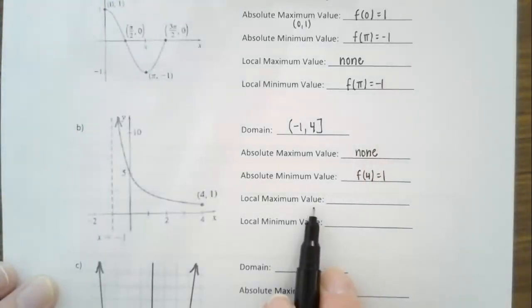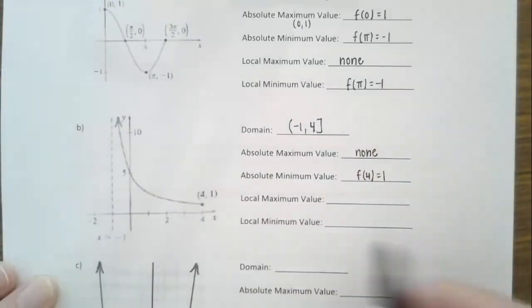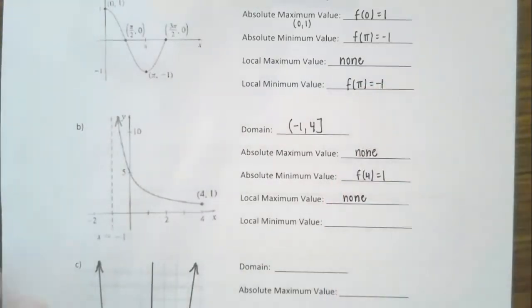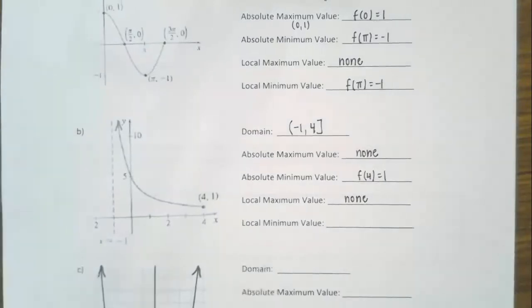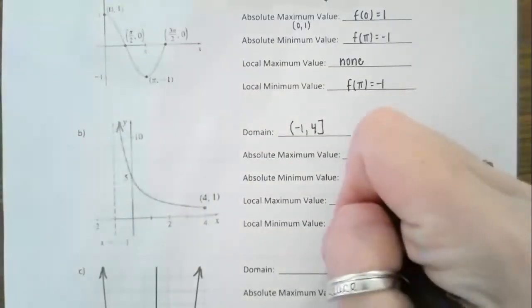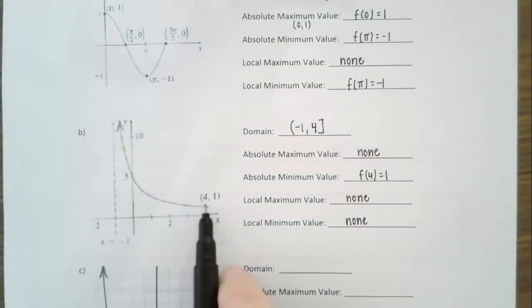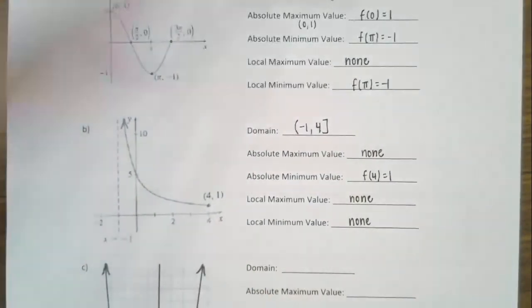Since we don't have an absolute maximum, since again this graph is increasing without bound, we don't have a local maximum either. And we do not have a local minimum value here either. We know that this is the absolute minimum, but again, we don't want to put a local on an endpoint.